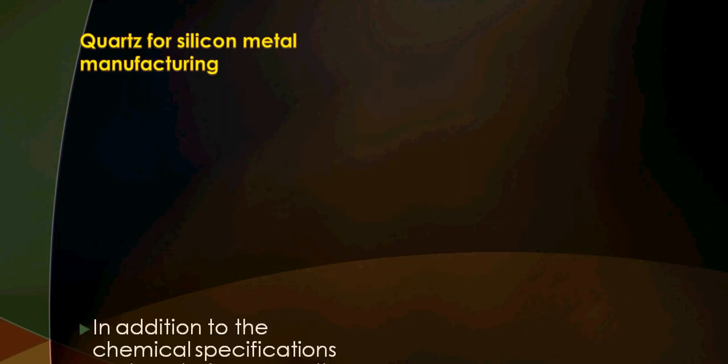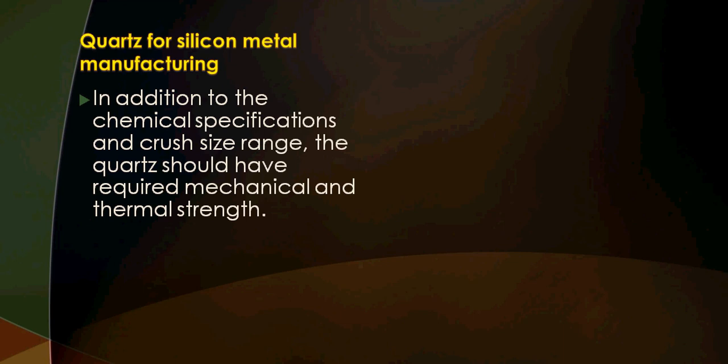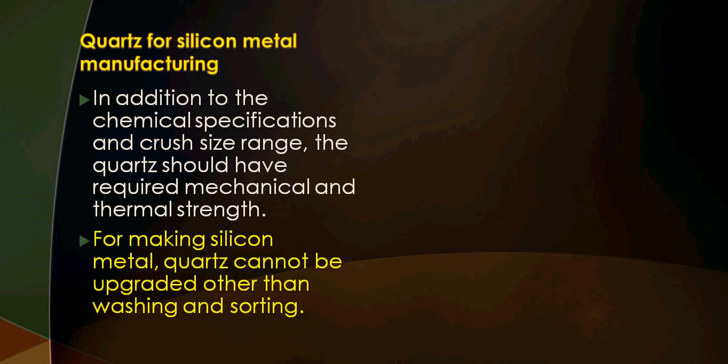Quartz for silicon metal manufacturing. In addition to the chemical specification and crush size range, the quartz should have required mechanical and thermal strength. I told you the reason, because if it does not have thermal and mechanical strength, the quartz will start breaking down during the handling, during transportation, during heating, and the size will reduce. We need a size between 3 centimeter to 15 centimeter. For making silicon, by the way, different manufacturers use different sizes, but they are large sizes.